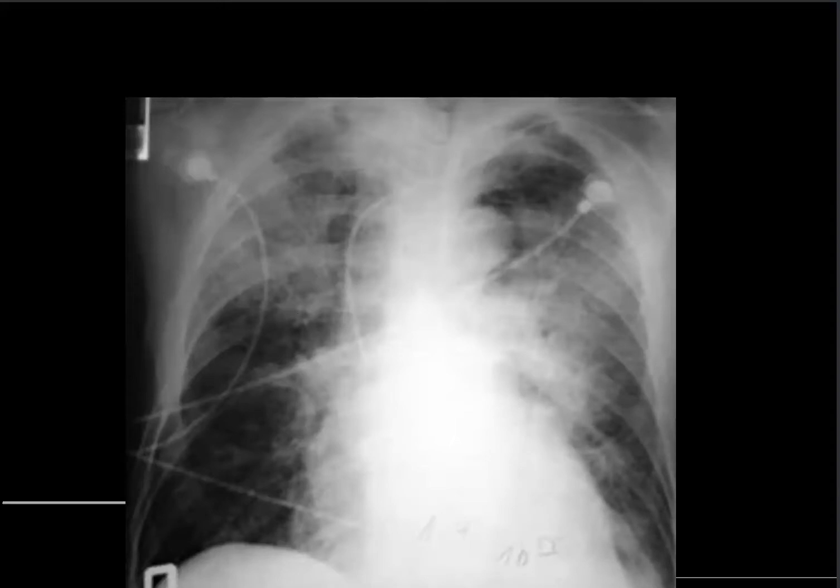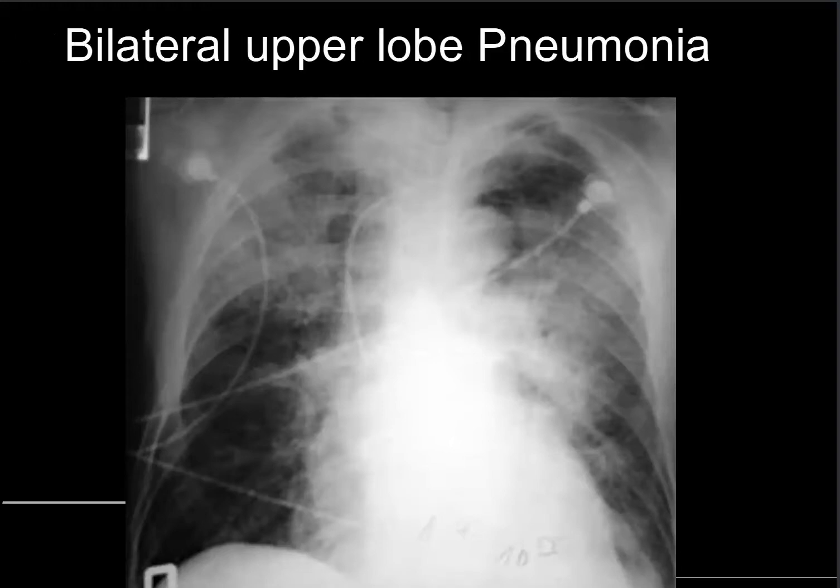So these are both going to be bilateral upper lobe pneumonia. So the pathology is in the upper lobe, because it's obscuring the superior mediastinum on the right and the aortic knuckle on the left.